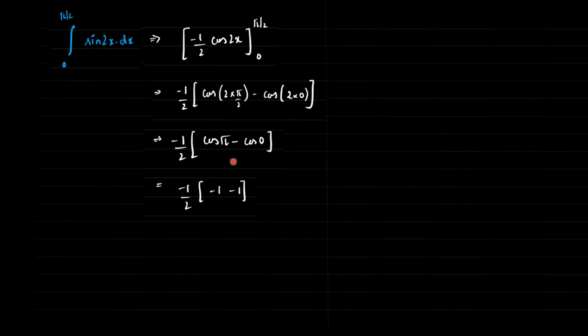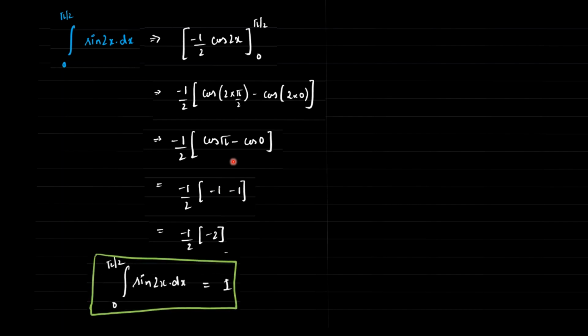So when I add these both, negative 1 and negative 1, I would be getting negative 2. Negative half and negative 2, when multiplied, I'd be getting 1. So the integral of sine 2x with respect to dx from 0 to pi over 2 is going to be equal to 1. I hope this is clear.